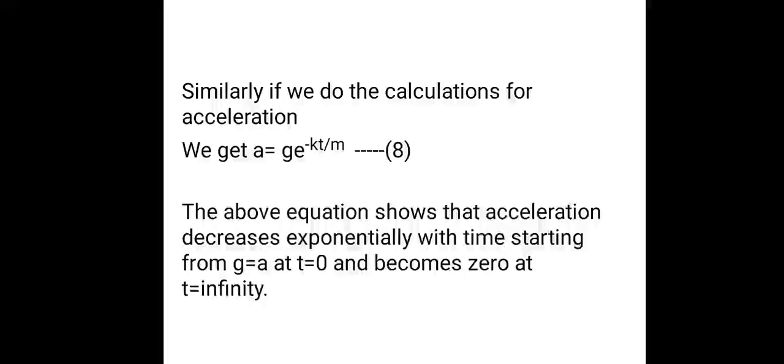Now similarly, if you do the calculations for the acceleration of the object, you will get a equal to g e power minus kt by m. In this equation, if you observe clearly, the acceleration of the object depends on the time factor exponentially. An exponential term always indicates slow variation. If we substitute t equal to 0, a equal to g, that is at the starting moment. If we increase the value of t, suppose t becomes infinity, then a equal to 0.